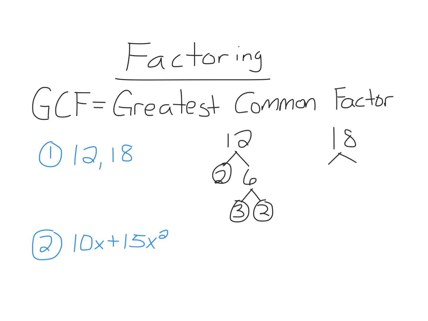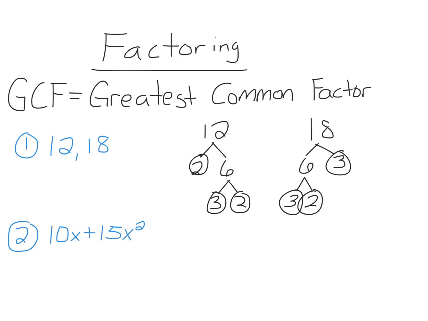Now let's do the same thing with 18. What are two numbers that multiply to give us 18? 6 and 3. And then we said we could break up 6, right? So we have 3 and 2. And I'm done with both of those. So I'm going to circle those.